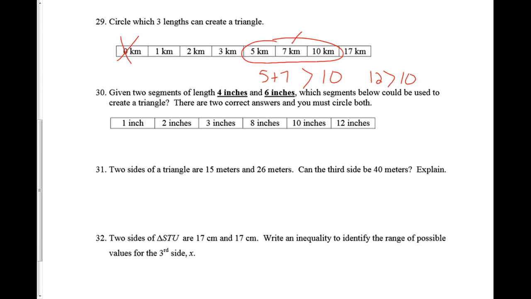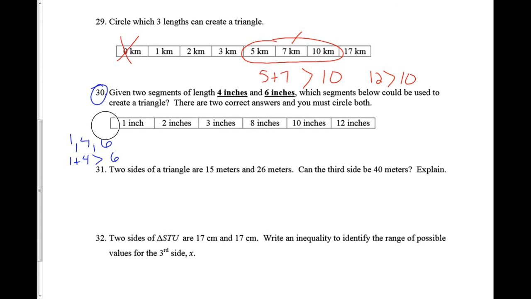So let's move on to number 30. We have two lengths are 4 and 6. Which segments below could be used to create a triangle? There are two correct answers, and you must circle both. Well, in this one, I could go through and check each one, meaning I could compare the 1, the 4, and the 6 if I was checking to see if 1 inch will work. I would add 1 and 4 and decide, is that bigger than 6? In this case, it is not. And I could go through and do that with each of these choices.